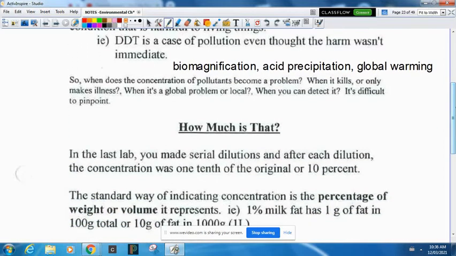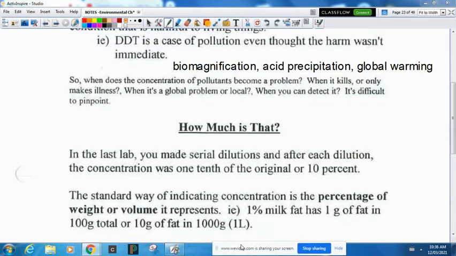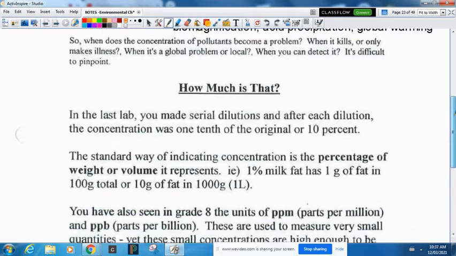So there is a lab that you're going to do where you make serial dilutions. That is, you make each chemical 10 times weaker as you go through. We do it with salt, and then we do a taste test. Okay, and so one way of indicating concentration is percentage weight by volume. So like 1% milk fat has 1 gram of fat in 100 grams total. If you want 10 grams in 1,000, you're going to use your simple math skills to do this.